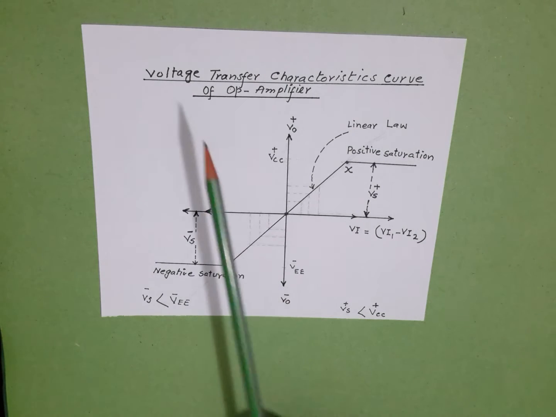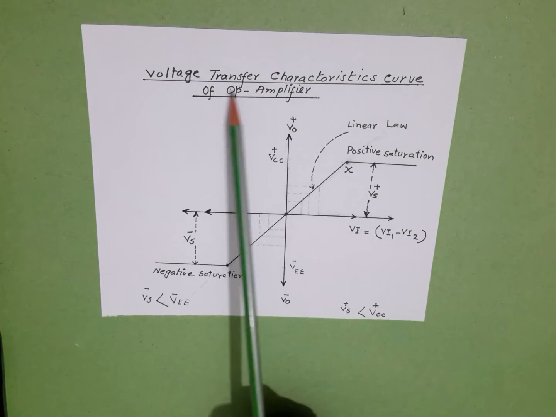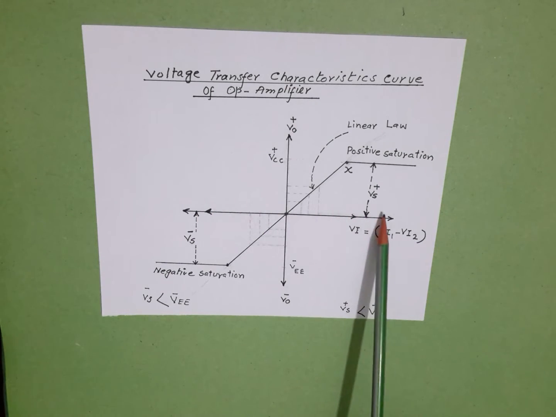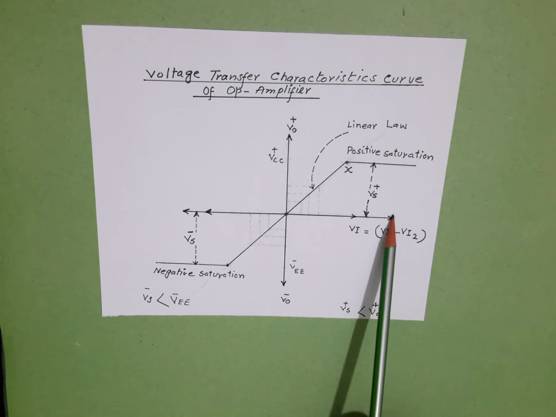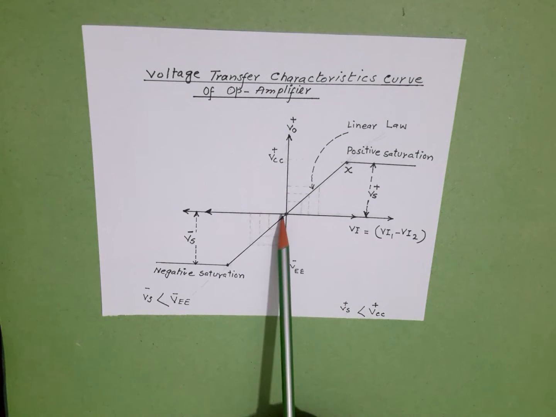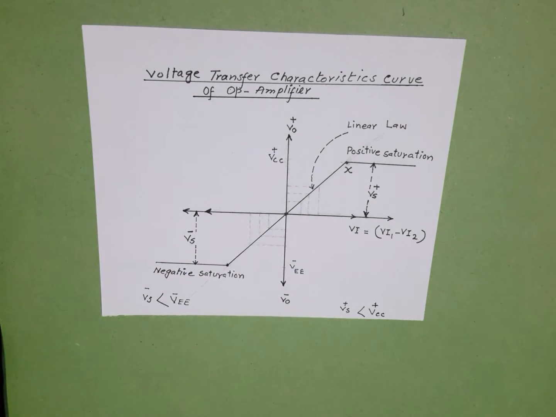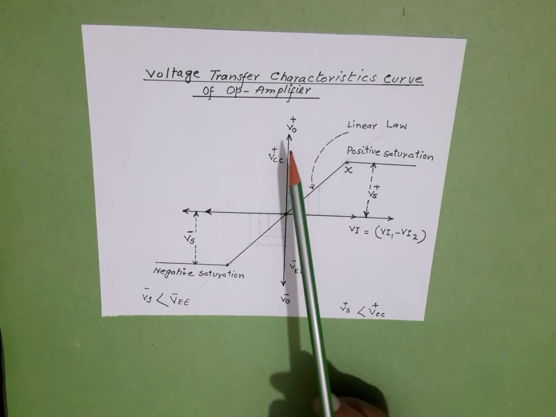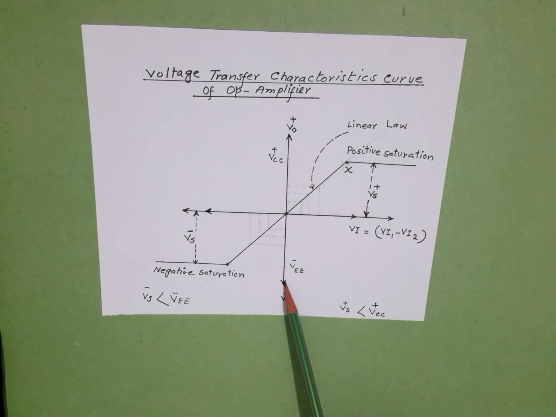Now looking at the diagram, this is the voltage transfer characteristics curve of an operational amplifier. The horizontal axis, called the x-axis, shows the input voltage in a positive direction, and since the operational amplifier is operating in differential mode, the negative direction indicates a negative input voltage. The vertical axis, called the y-axis, shows output voltage in a positive direction, and negative output voltage in a negative direction.